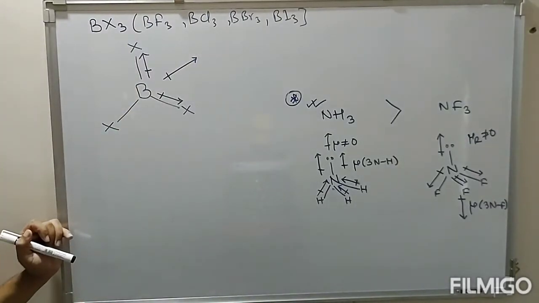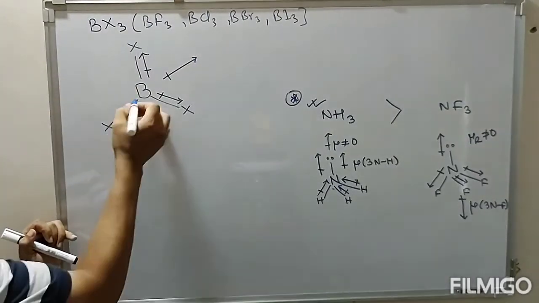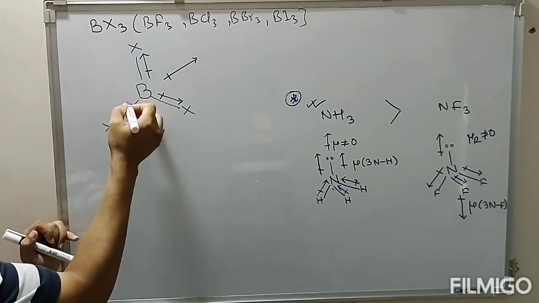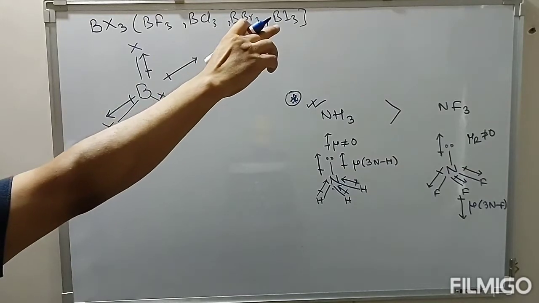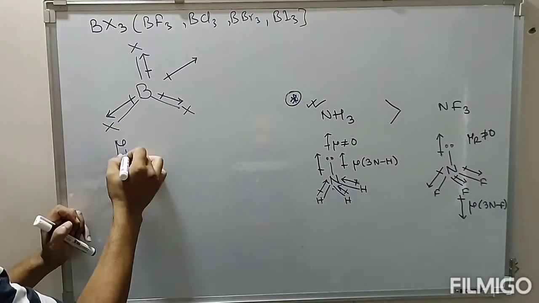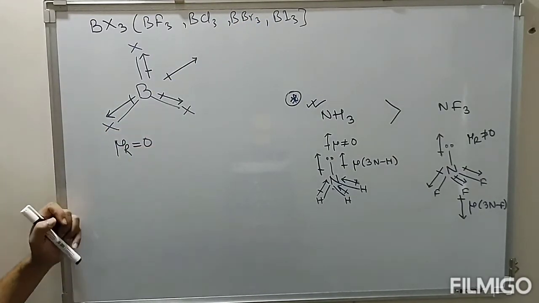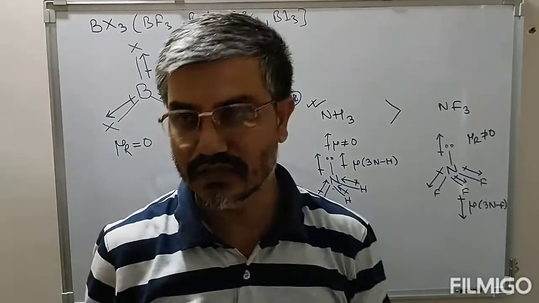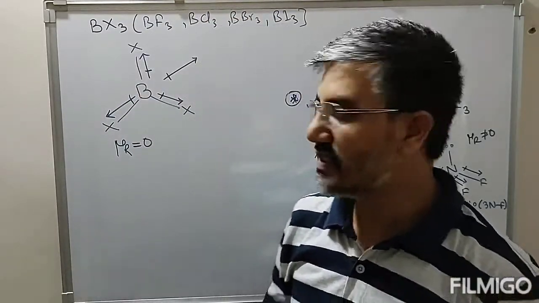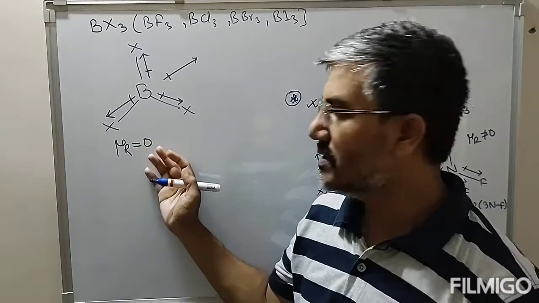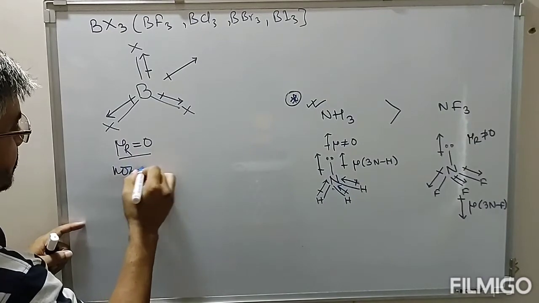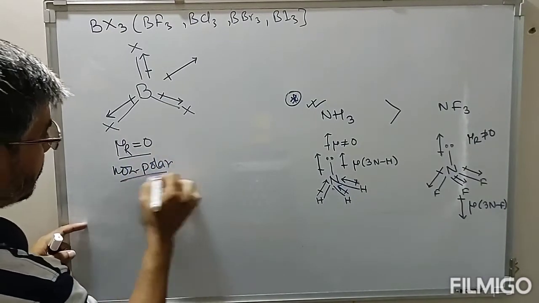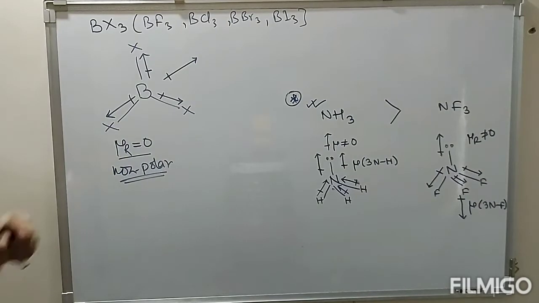On the other side, we have this boron halogen. This boron halogen dipole is on the opposite side. So these two dipoles are in opposite direction. So the resultant will be 0. So the molecule contains 3 dipoles, but the resultant dipole moment is 0. So the BX3 molecule is a non-polar molecule. Though we have 3 dipoles, the resultant is 0.